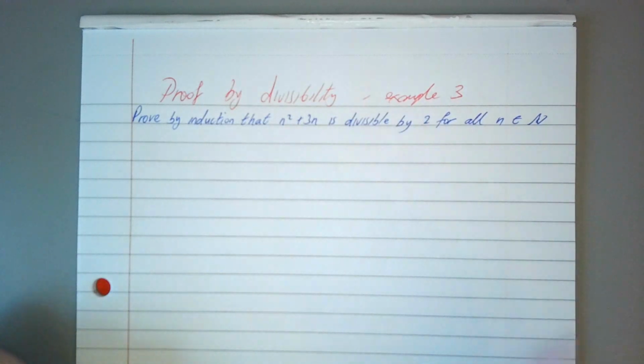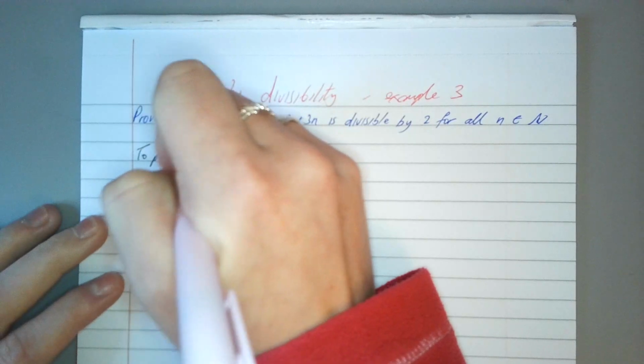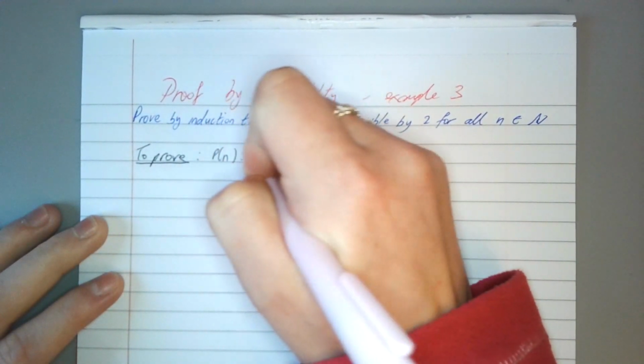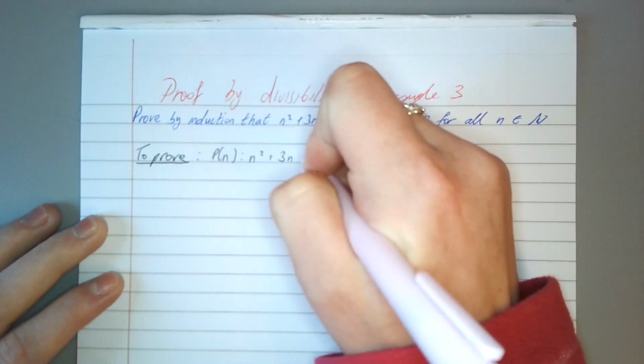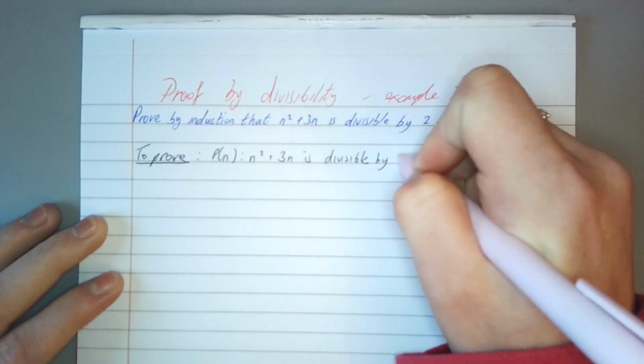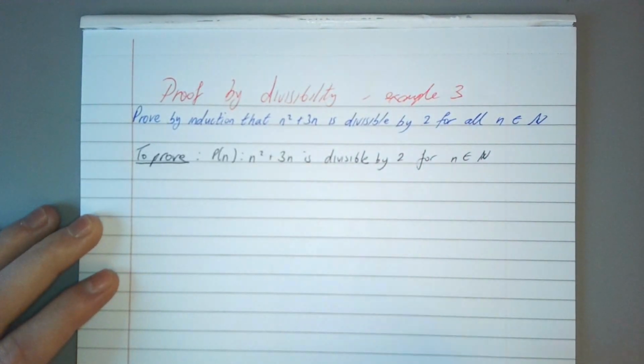So we'll start with to prove. Proposition: n squared plus 3n is divisible by 2 for n an element of n. And we'll start with our first step.